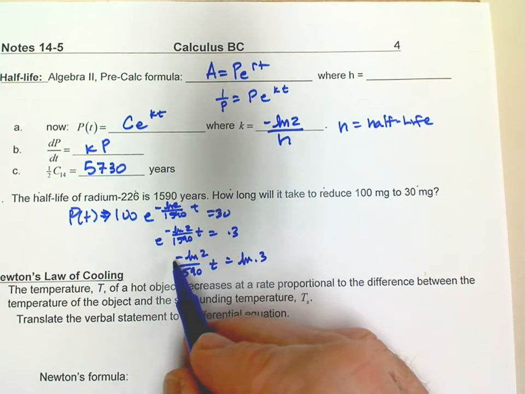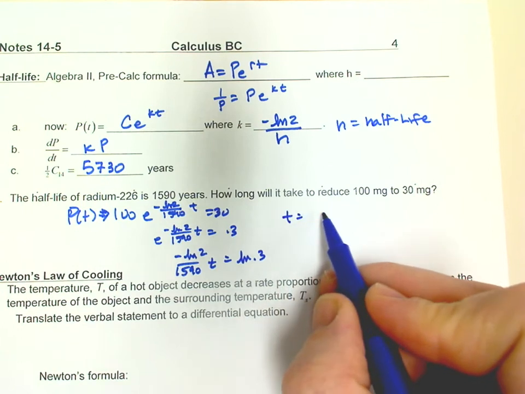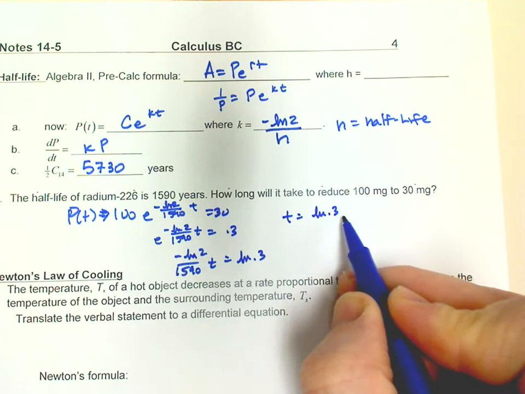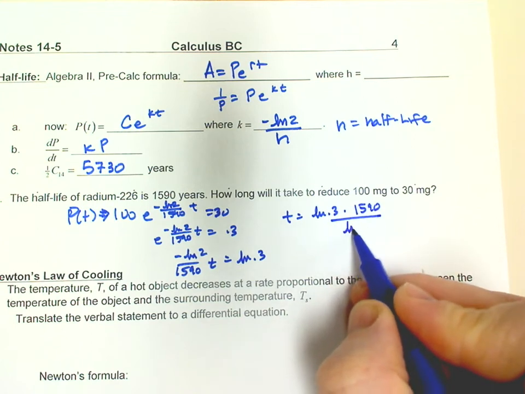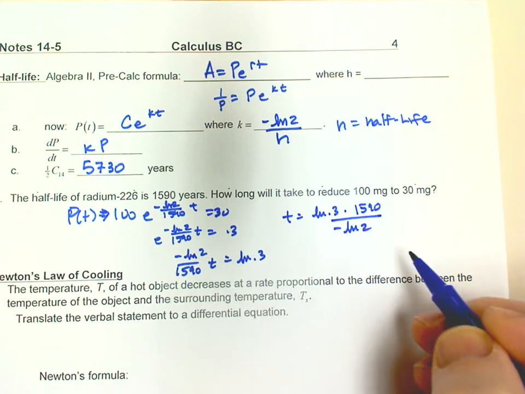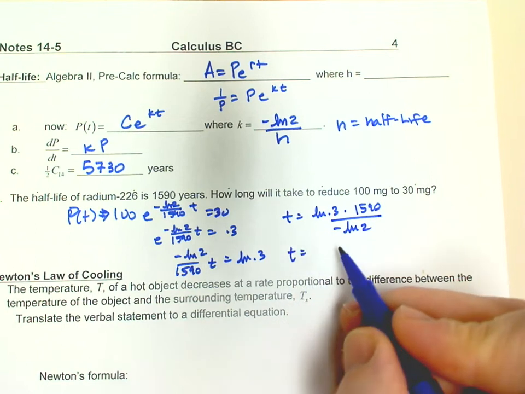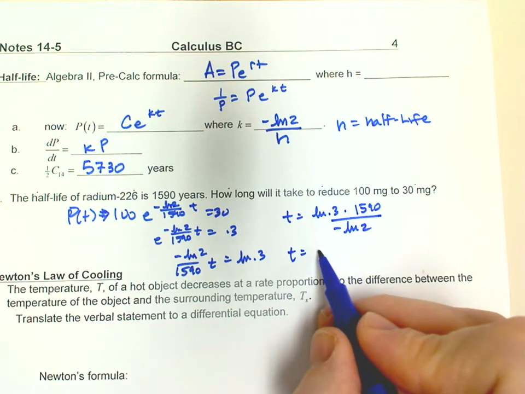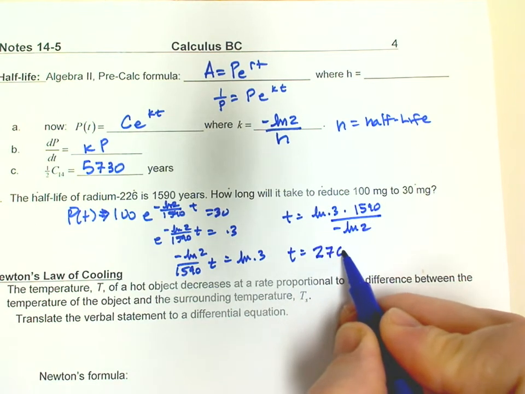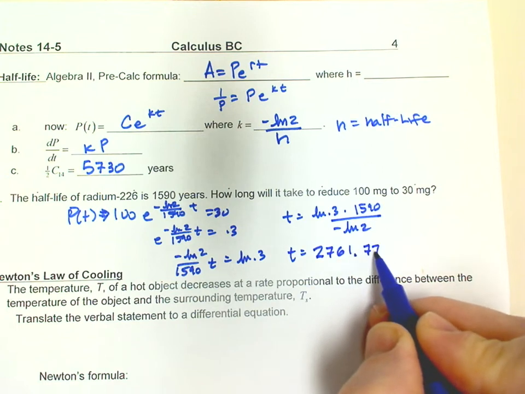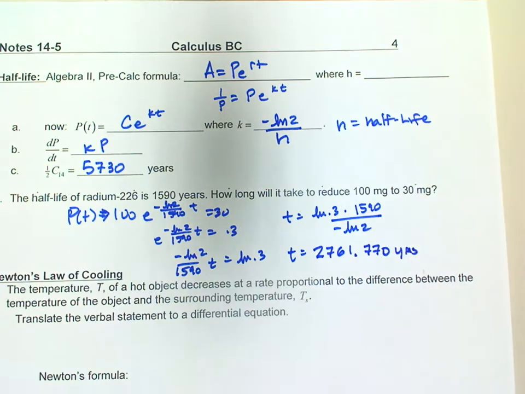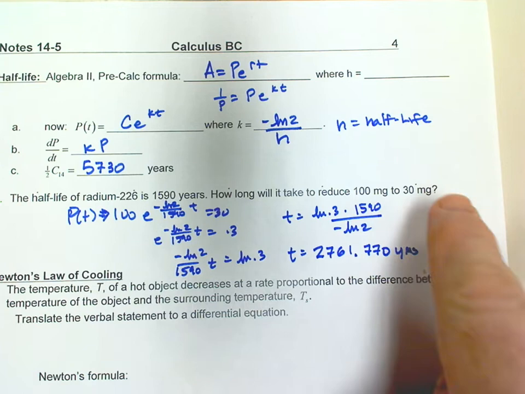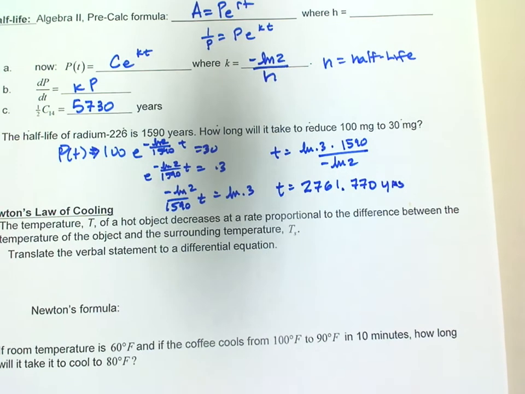Solving for T, T would equal the natural log of 0.3 times 1,590 divided by negative natural log of 2. If you were able to successfully put that in your calculator, you'll get 2,761.770 years as how long it would take radium-226 to get to 30 milligrams.